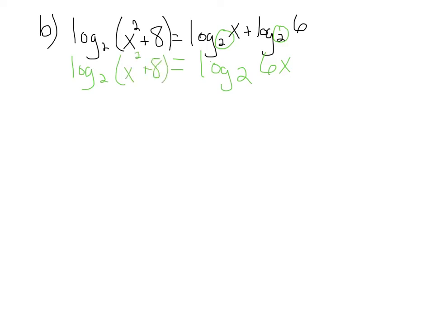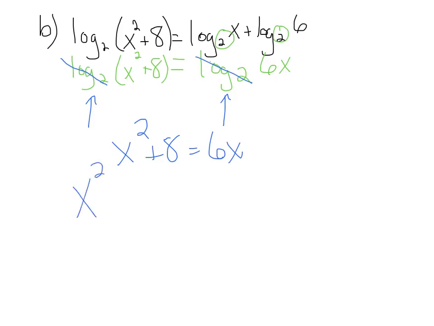And now the equality law comes into play. Check it out, guys. We've got the log in base 2 of something equals the log in base 2 of something. There's only 1 log on the left and 1 log on the right. So we can say, bye-bye logs. Don't need you. Goodbye logs. You're not necessary anymore. All I need is x squared plus 8, and I need to set that equal to 6x. And now it's a quadratic equation.